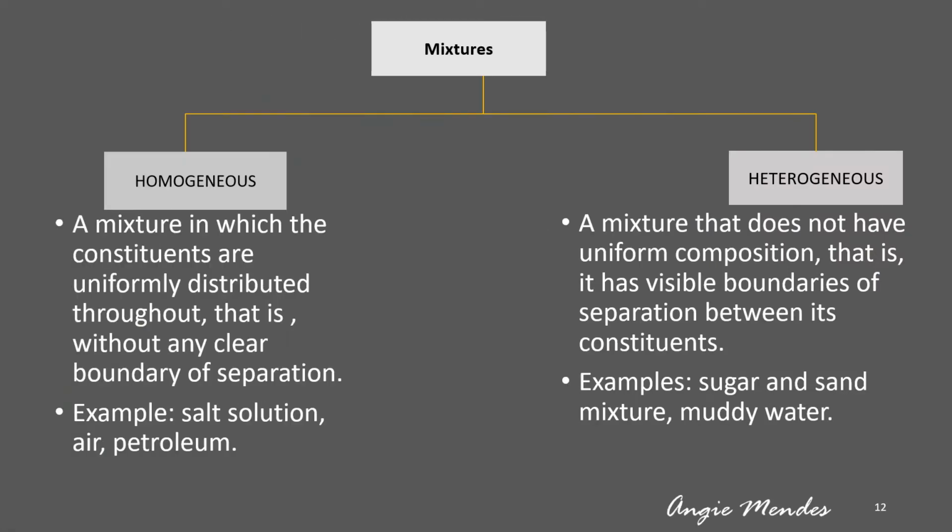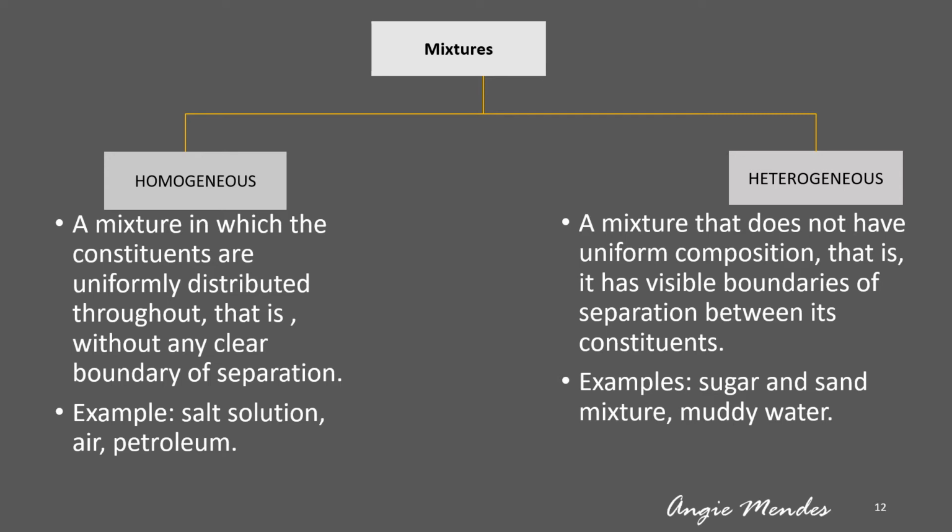Mixtures are constituted by more than one kind of pure substance. Most of the matter around us exists as mixtures of two or more pure substances. For example, seawater and soil are all mixtures. Depending upon the nature of the components that form a mixture, we have two types of mixtures: homogeneous mixture and heterogeneous mixture. A homogeneous mixture is a mixture in which the constituents are uniformly distributed throughout, that is, without any clear boundary of separation.